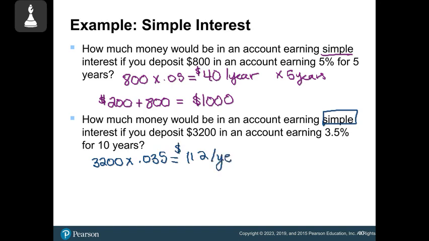And that's going to happen 10 years. So I'm going to times that by 10 years. And that means my total interest is going to be $1,120. If I add that to my initial amount that is in the account, I will have a total of $4,320.